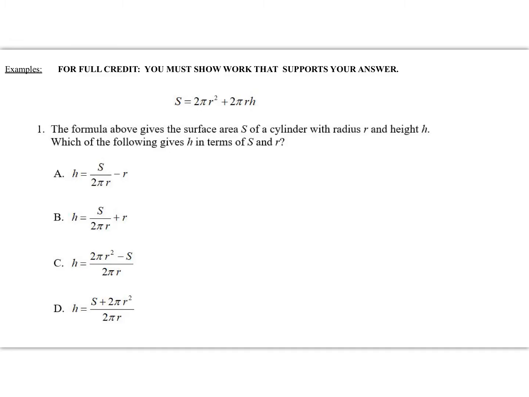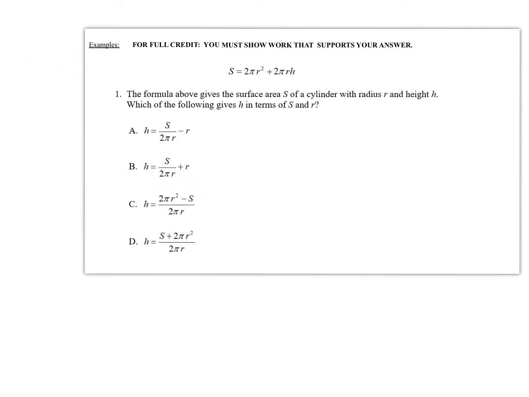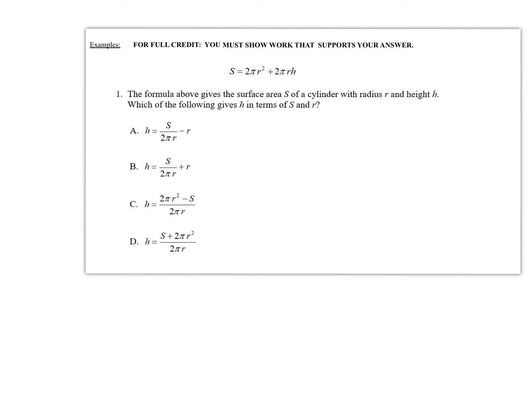All right, so let's take a look at this first one. Okay, so it says the formula above gives the surface area of a cylinder with radius r and height h. Which of the following gives h in terms of s and r? So we're asked to solve for h, basically, is what this says.